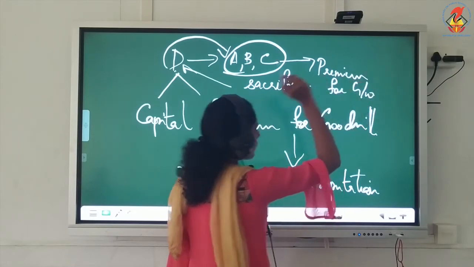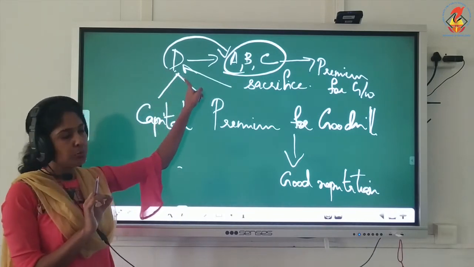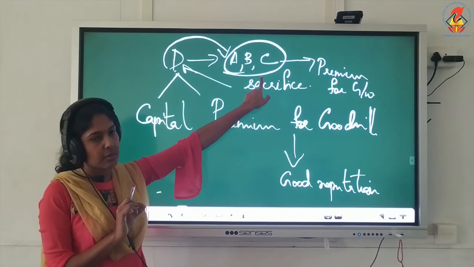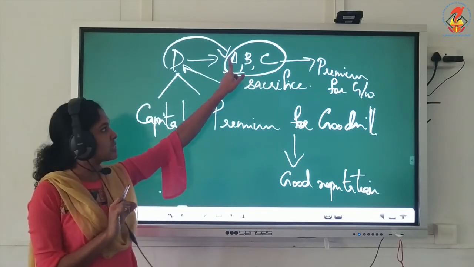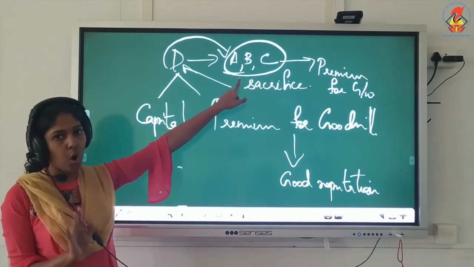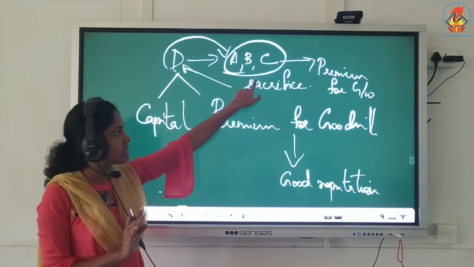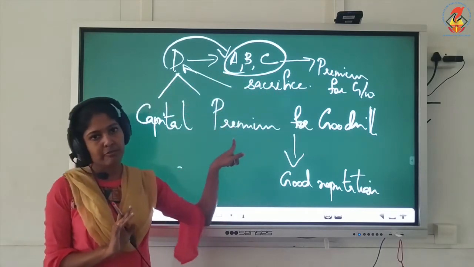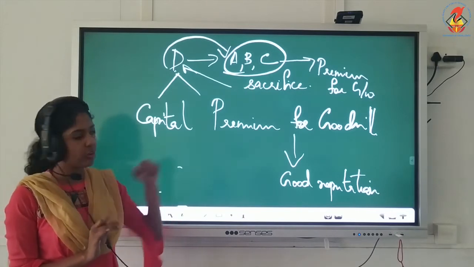You understood the meaning of premium for goodwill? That is the compensation paid by the new partner to the existing partners for the sacrifice made by existing partners. A, B and C are called existing partners or old partners. D is called the new partner, and this compensation is termed as premium for goodwill. So, we learned two items, capital and premium for goodwill.